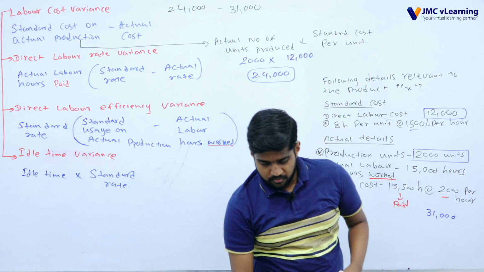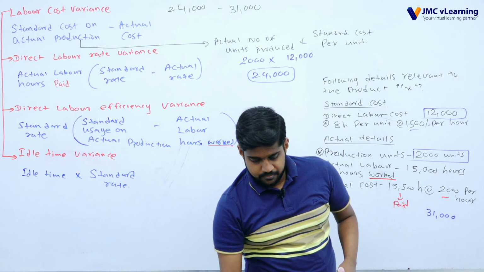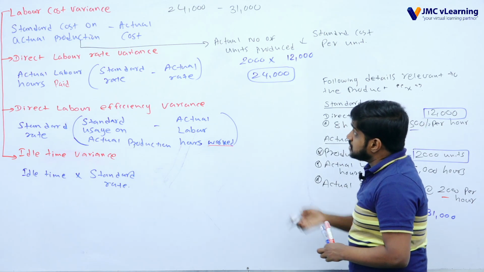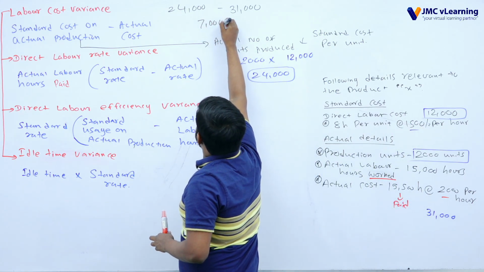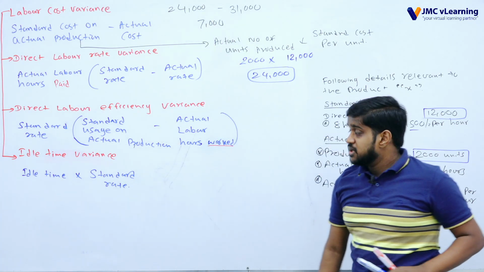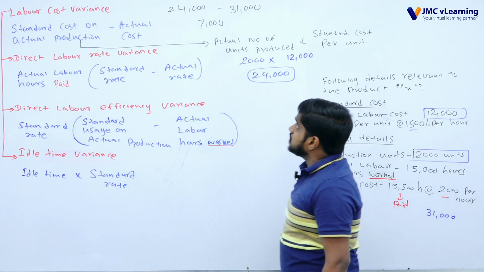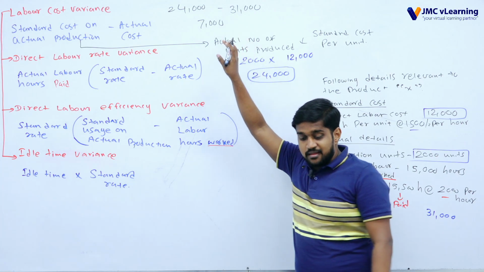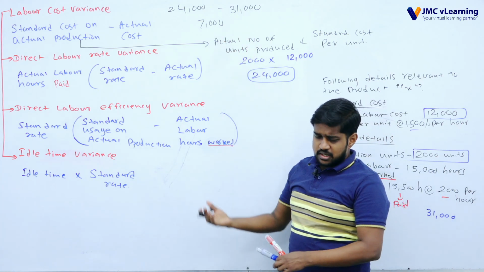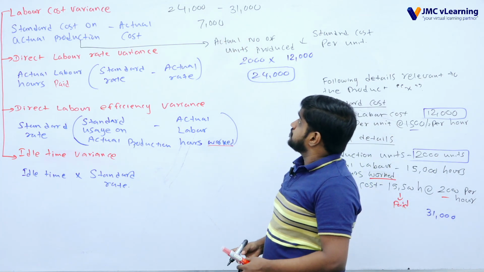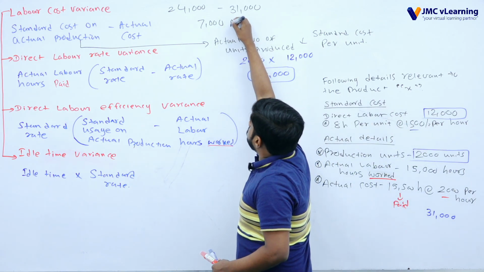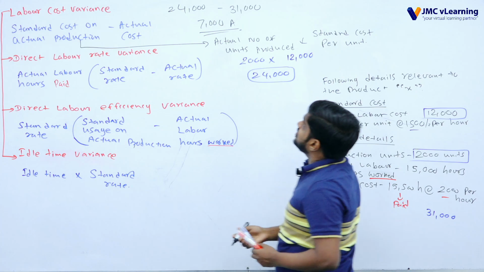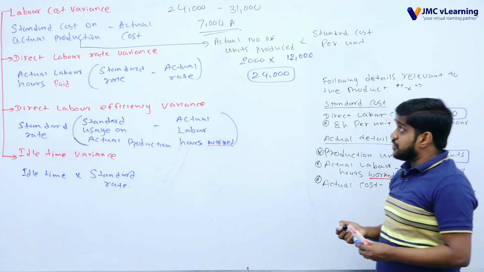24,000. Then we can get our direct labor cost variance as 7,000. Then we can identify whether it is favorable or adverse. We can identify this as an adverse one. Why did I say it is adverse?